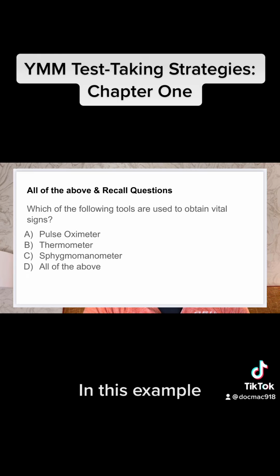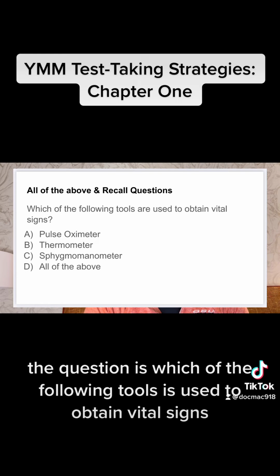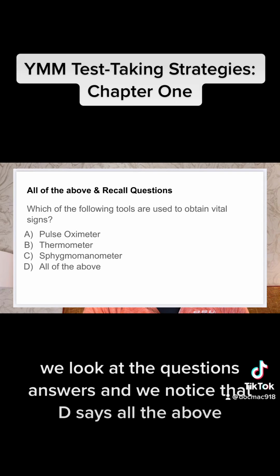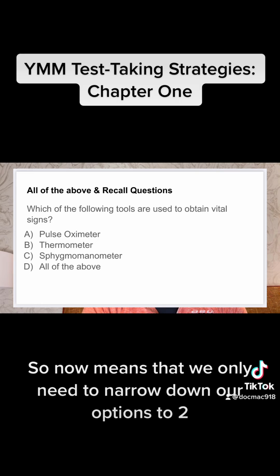So let's take a look at this example. In this example, the question is, which of the following tools is used to obtain vital signs? You may not know vital signs, and you may not know the tools and their specific names, as well as their street names, but by taking this approach, we look at the answers and notice that D says all of the above. So that now means we only need to narrow down our options to two, but we do have to have some recall on this.